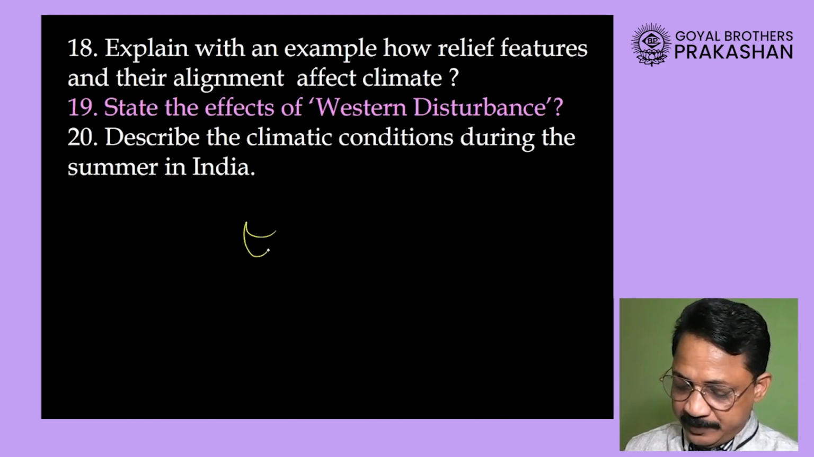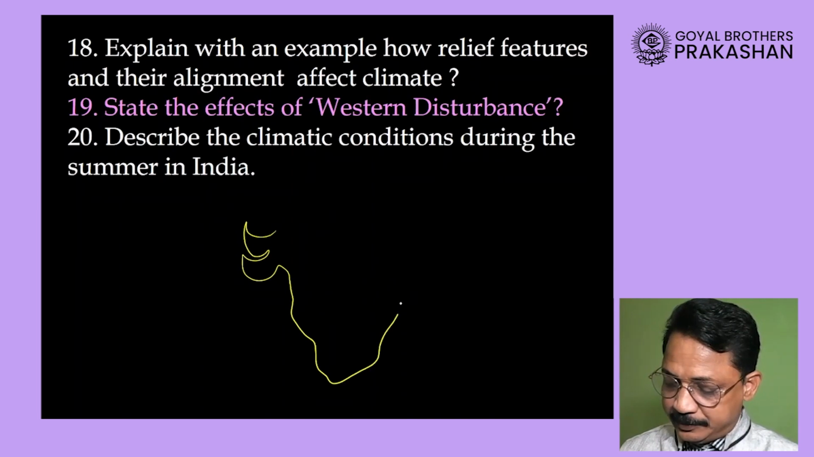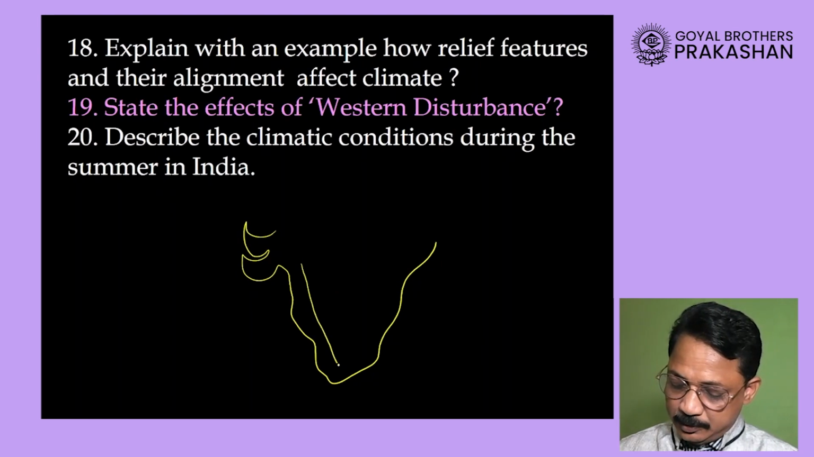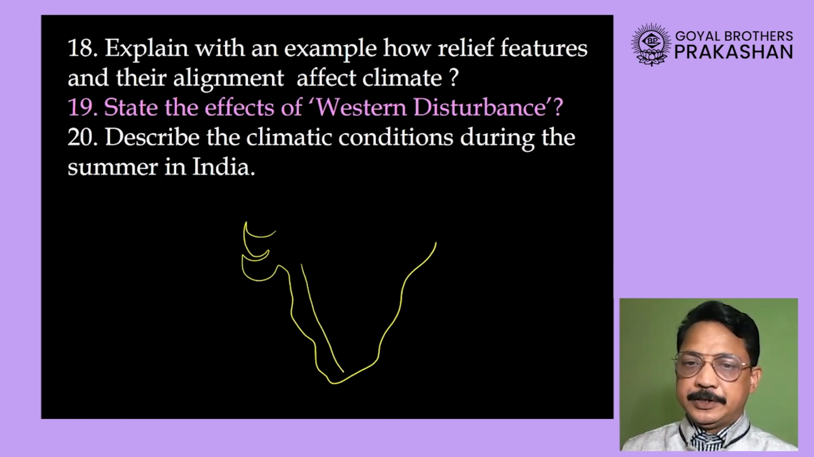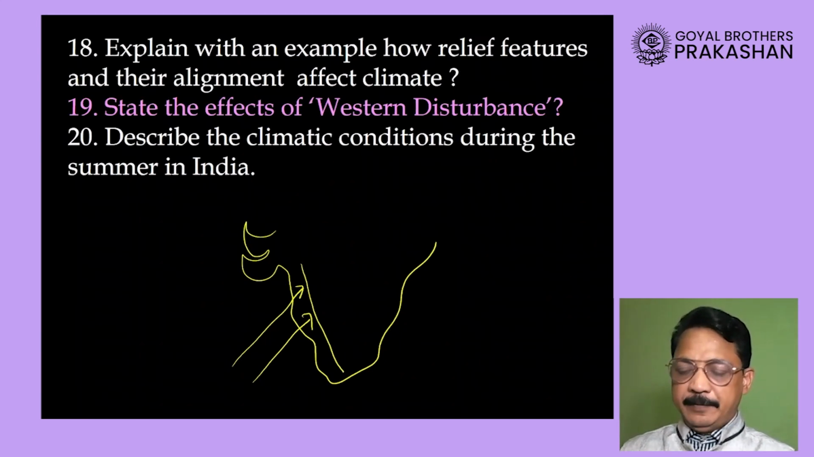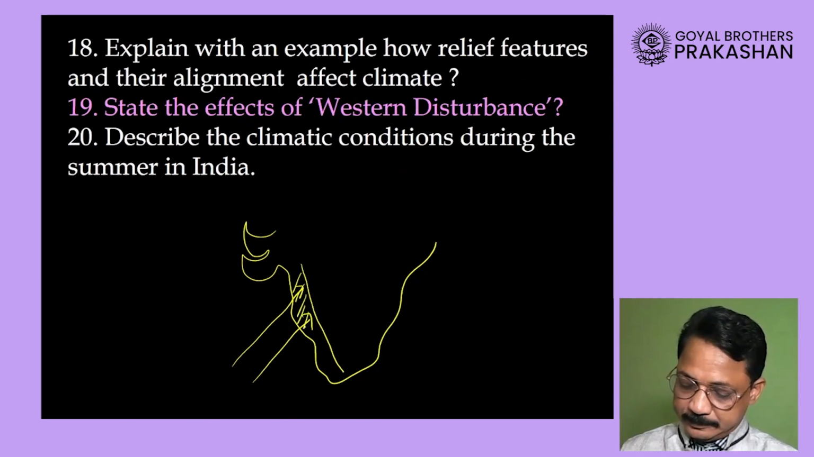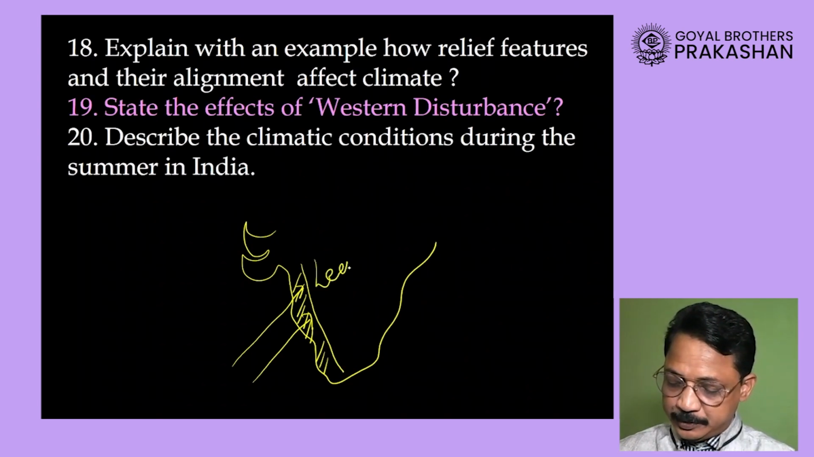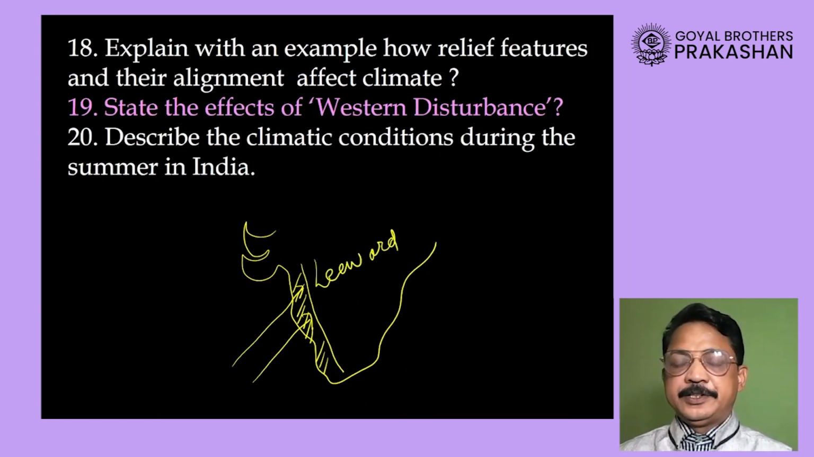Now, next question is explain with an example how relief feature and their alignment affect climate of India. So you can write down with the help of a diagram this answer, dear students, that the Western Ghats are located in a western coastal region of India. So the southwest monsoon winds are blocked by these Western Ghats and giving more rainfall to the windward side of the Western Ghats, whereas the leeward side receives less rainfall. So windward side receives heavy rainfall and leeward side receives less rainfall.